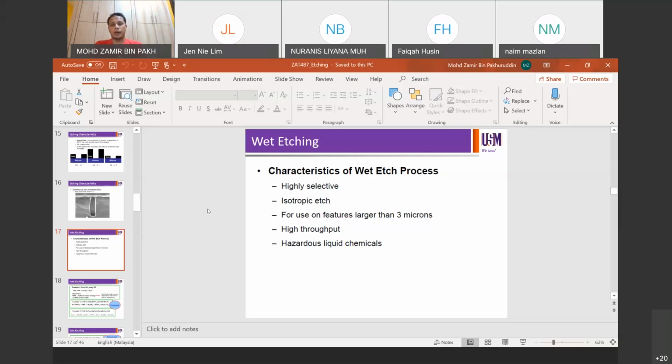So usually when you compare wet etch and dry etch, wet etch is cheaper because you don't have to use vacuum or plasma in order to do the job. Wet etch is usually with high throughput because it can be done in batches. Probably later on I'll upload some videos to you about wet etch, the bench. You can actually do the wet etching in batches.